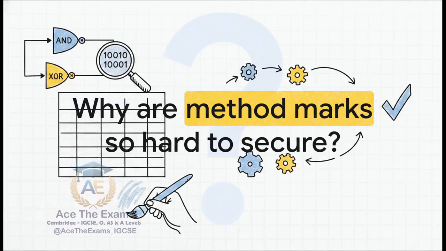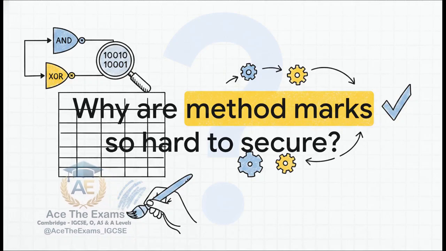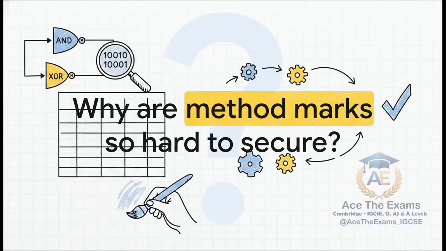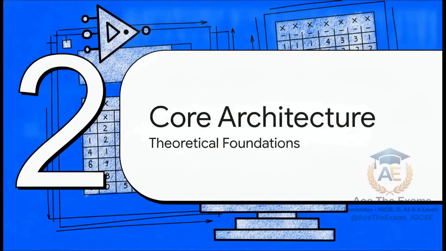He just slaps down raw facts, getting 0 method marks because he doesn't show his working. And Sam rushes right past command words like evaluate or construct and just writes a generic summary. The challenge is shifting your mindset from just blurting out an answer to systematically showing how you arrived at that answer. Section 2. Core theoretical architecture.